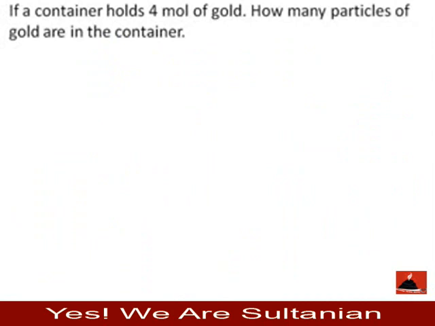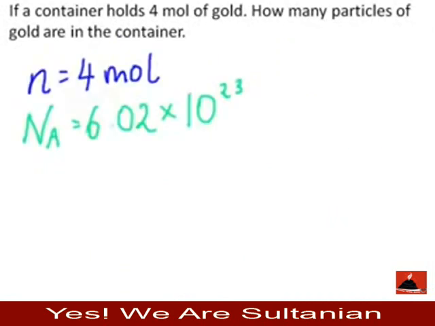So the first question is, if a container holds 4 mole of gold, how many particles of gold are in the container? We first write down what we know. So little n is the amount of mole, so in this case it's 4 mole, and Na is Avogadro's constant, which is always 6.02 times 10 to the 23.